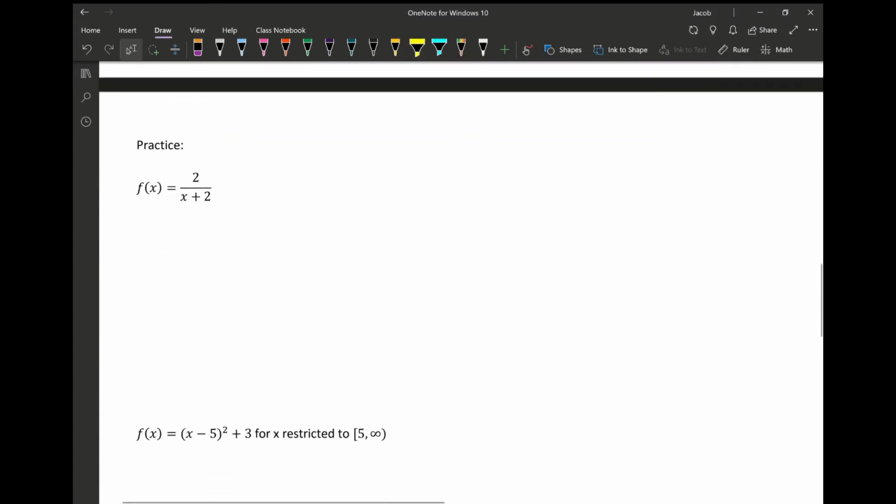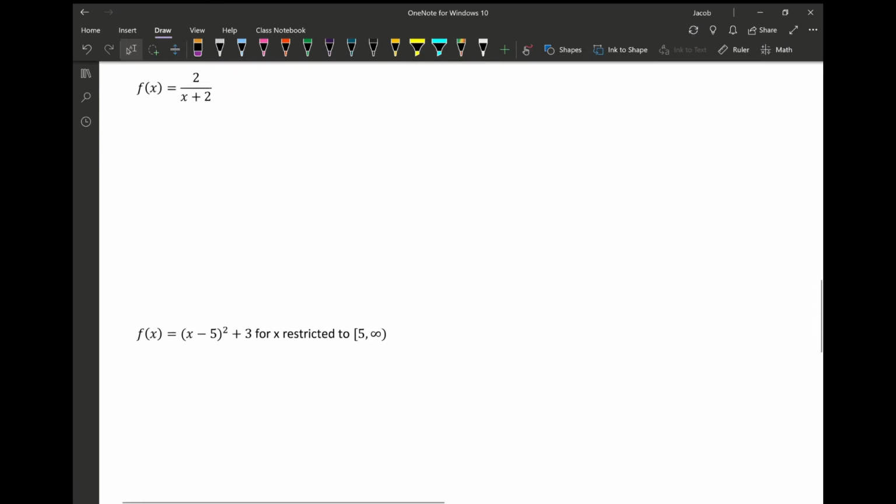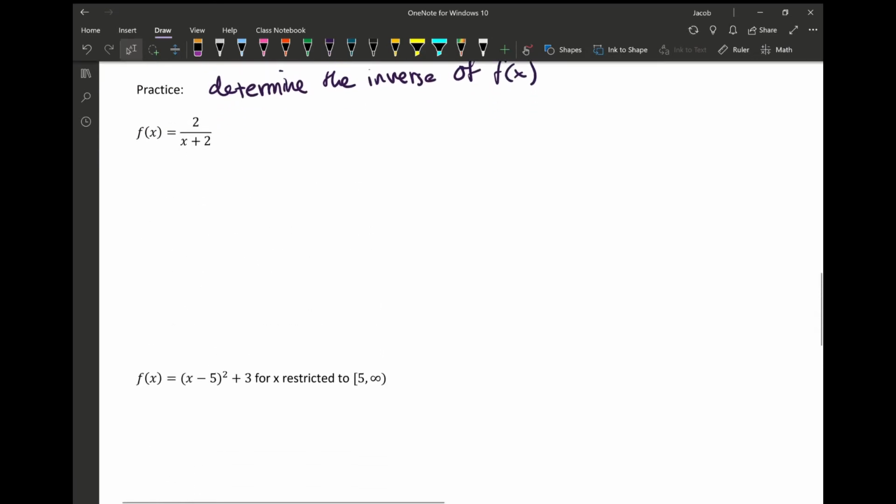Okay, so for this practice, we're going to be determining the inverse function from f of x in each case. So I'm going to go ahead and knock out the first two, and I'll meet you at the third.